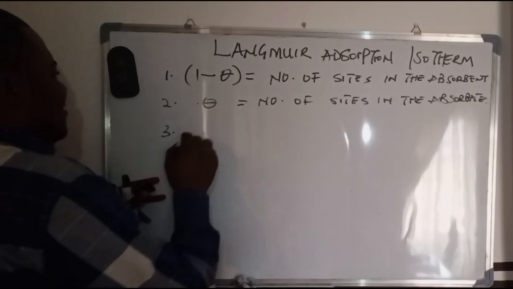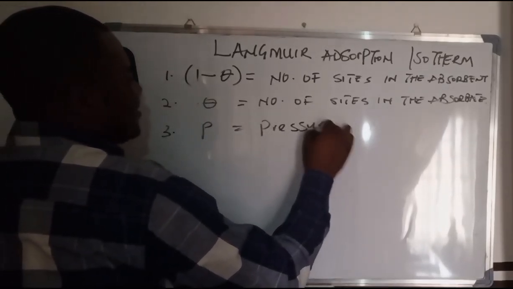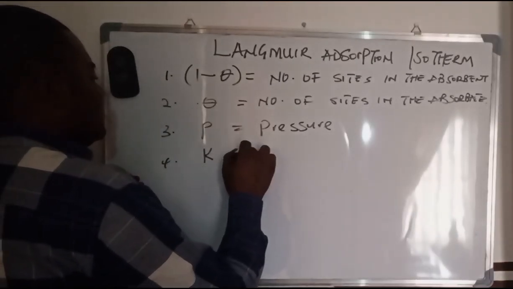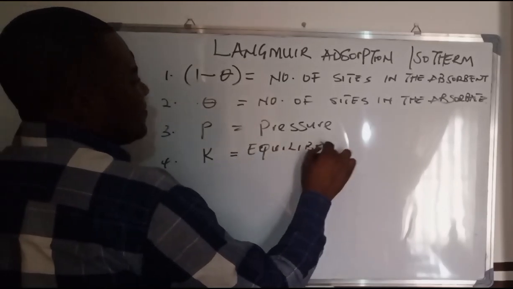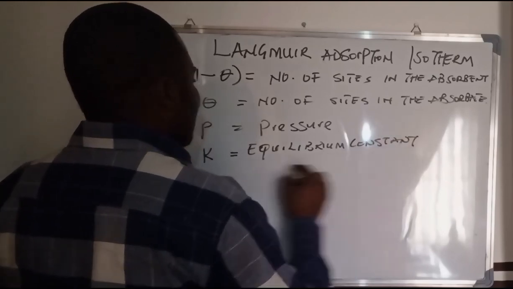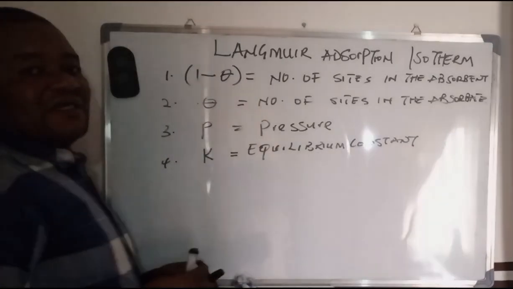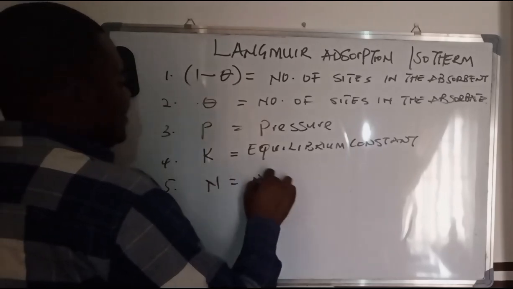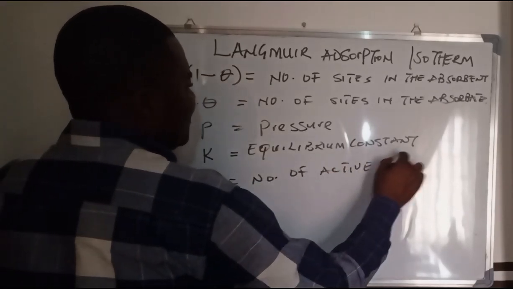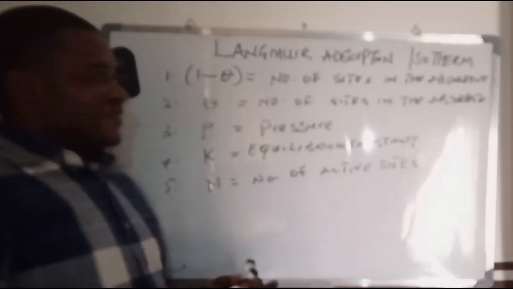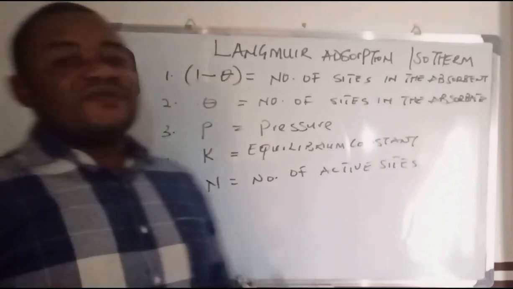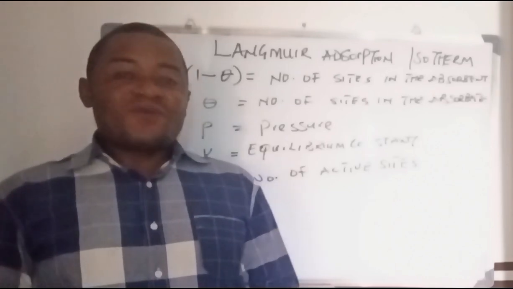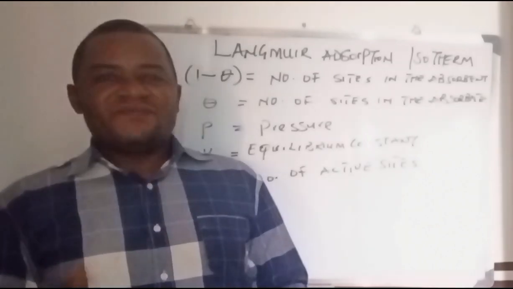Then you must also know that there is pressure. Remember that we said pressure is varied. Then there is an equilibrium constant, and they are all gotten from the definitions we made earlier. This equilibrium constant can be for both adsorption and desorption. Another one you need to know is N, the number of active sites. If you know these five things, then you can derive the Langmuir adsorption isotherm equation that you can use to calculate and make plots to obtain the various parameters.